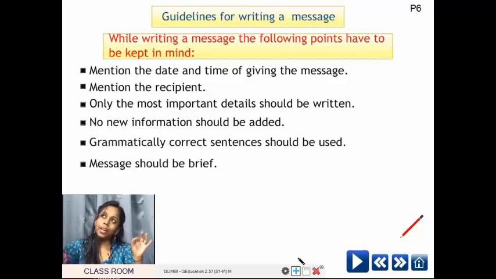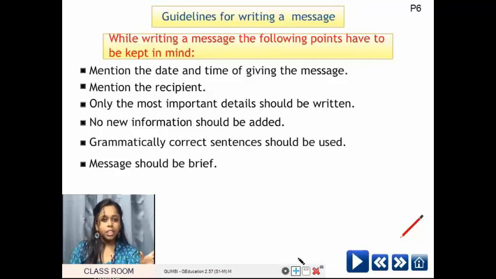No need to write, okay, how are you? Are you fine? I am fine. No need of extra information. Just the information that you need to pass on. Yes, what you need to pass on, that is important. No newer information should be added. No need of any information, just the message.